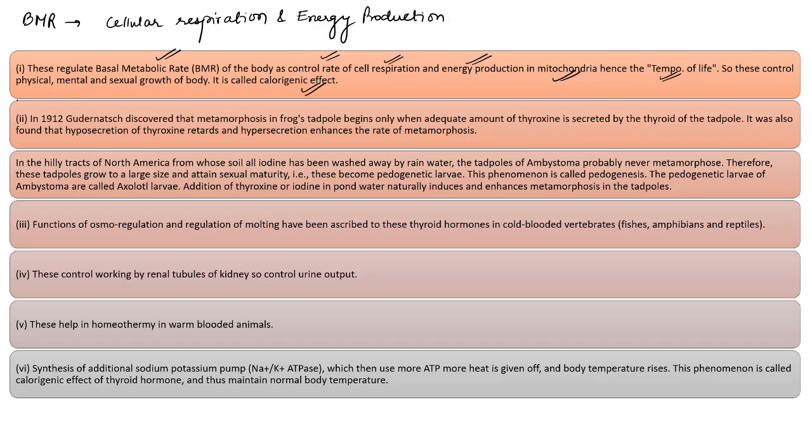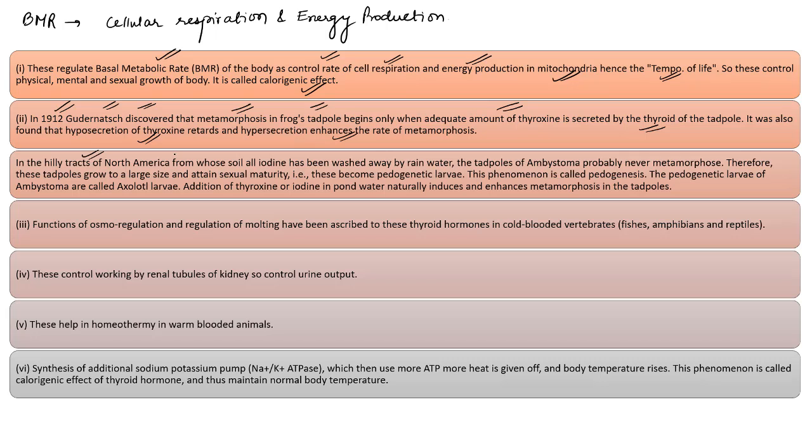In 1912, Nash discovered that metamorphosis in a frog's tadpole begins only when an adequate amount of thyroxine is secreted by the thyroid of the tadpole. It was also found that hyposecretion of thyroxine retards and hypersecretion enhances the rate of metamorphosis.